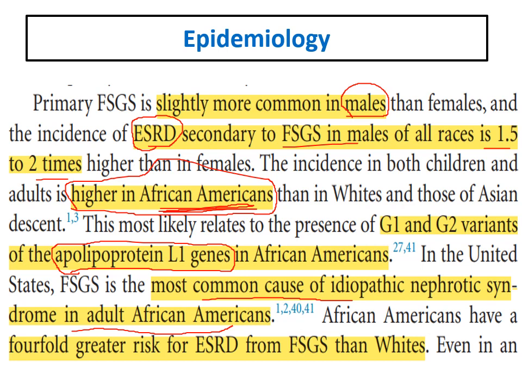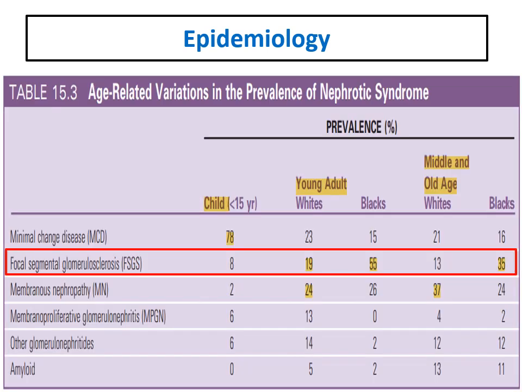And it is not only about incidence, but also about prognosis. There is a fourfold greater risk for end-stage renal disease in African Americans than in whites. So in African Americans, FSGS is much more common and also carries a much poorer prognosis than in whites. This is very important, and never forget that the most common cause of nephrotic syndrome in adult African Americans is focal segmental glomerulosclerosis. And this is clear here.